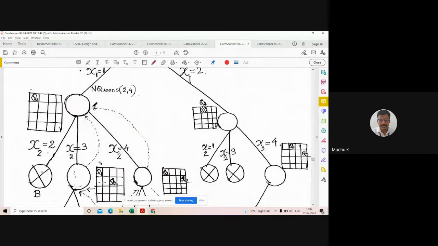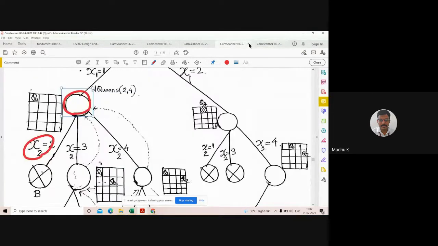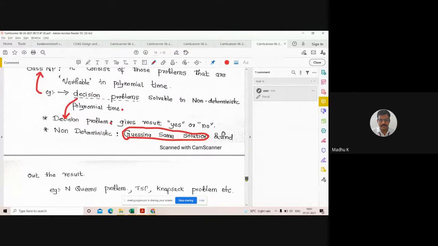At each state, for example, I am in this state, then I will randomly take this choice. Then I will check whether it is okay or not. If it is not okay, I will guess another value. Then I will try. Okay, in that way it will proceed. Non-deterministic meaning guessing some solution and find out the result.